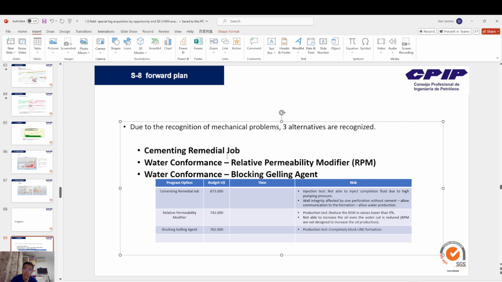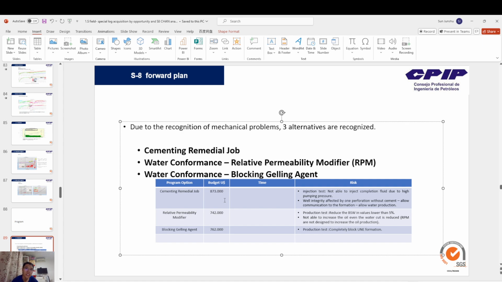First is the cementing remedial job. Second, water conformance, relative permeability modifier, RPM, and third, water conformance blocking gel agent. For the cement remedial job, budget 873,000.